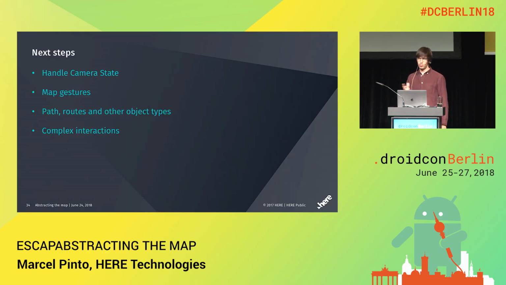So we just covered the basics here, like the map and the markers, but there is much more in maps. Maps are complex. You have camera states, you have map gestures, you have complex items like polylines, routes, and maybe complex interaction with the map. So there is still a lot to cover, but we just need to apply the same principles that we have seen here, and the important part is to have this abstraction from the rest of your code, so it stays cleaner.